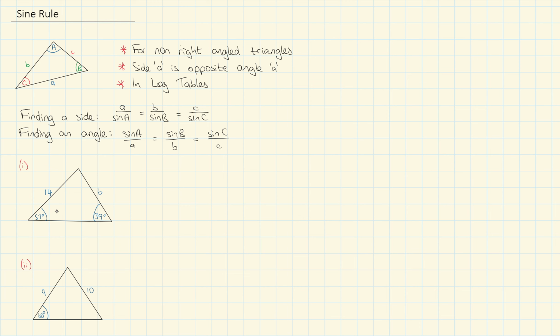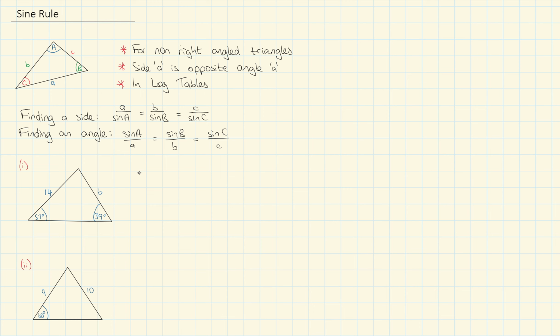Okay, so part 1 here. If I look, I have 57, B is opposite it. We need to find B. I have 39 and 14 is opposite it. So we'll run through this one. So we know our formula. Because I'm finding a side, I'll use the top version.